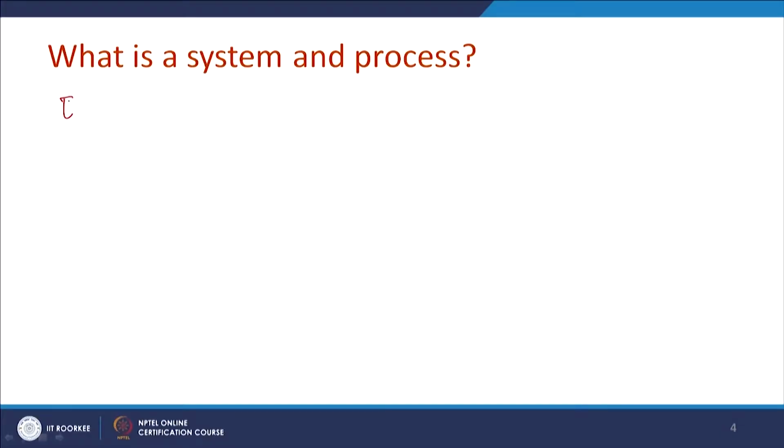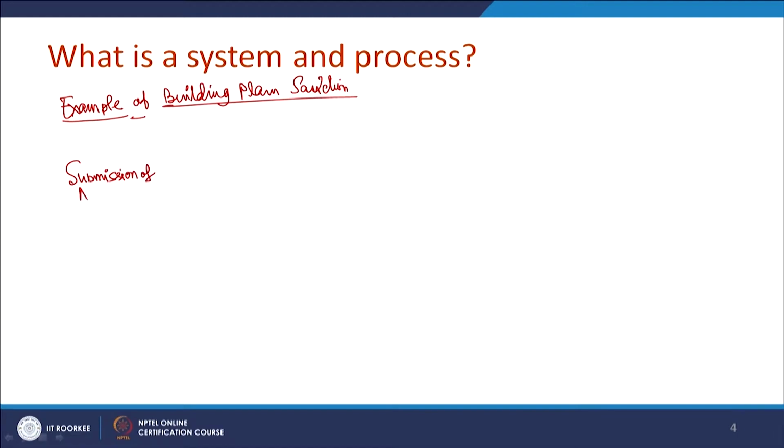Suppose we take an example of building plan sanction, and suppose the first stage is the submission of application with all documents. So, this becomes the first stage which is done by a common citizen.